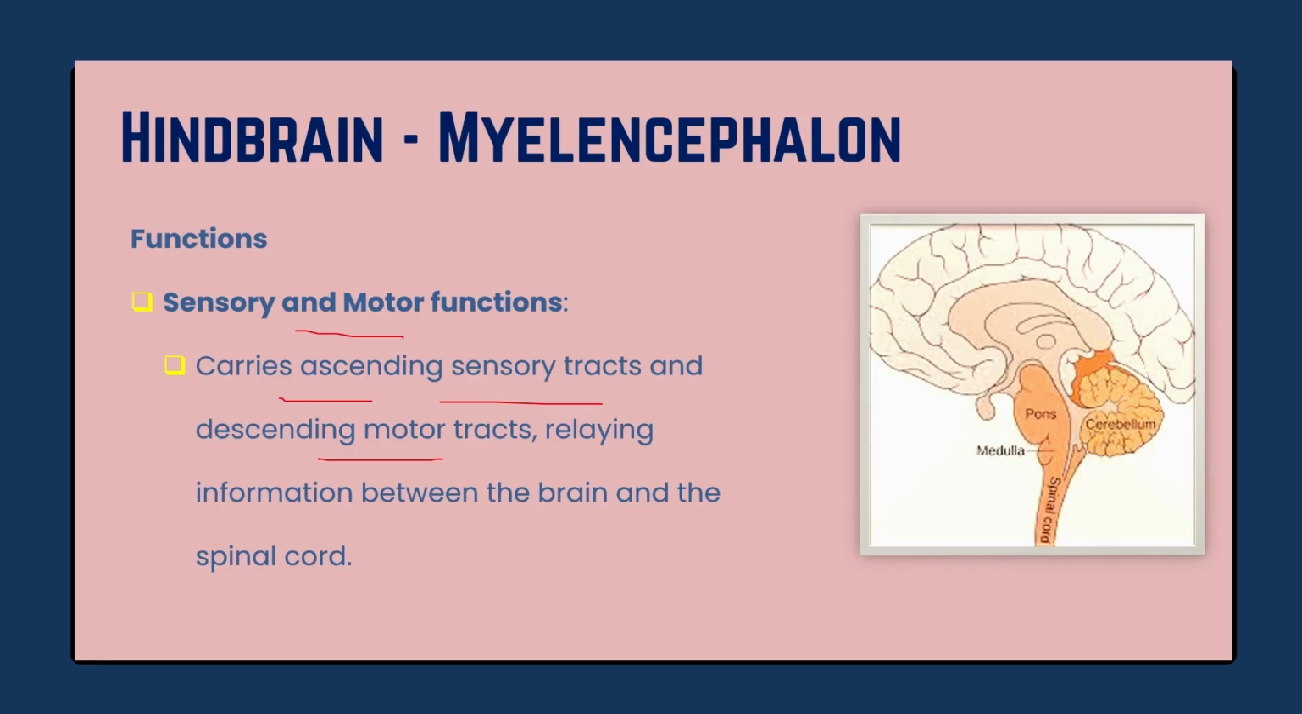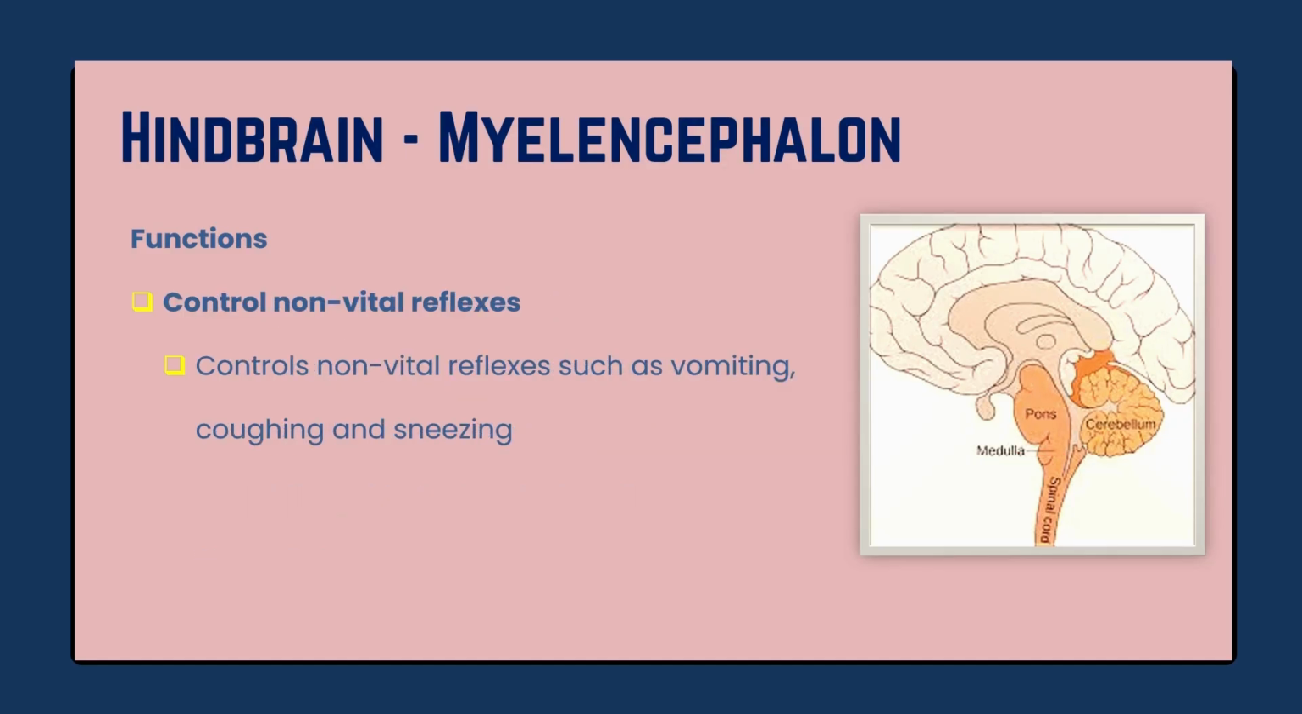And then it relays information between the brain and the spinal cord. Look at the position between the brain and the spinal cord, right? So it relays information between the brain and the spinal cord. It controls non-vital reflexes also, such as vomiting, coughing, and sneezing. These are reflexes which are non-vital, and the medulla controls these also.